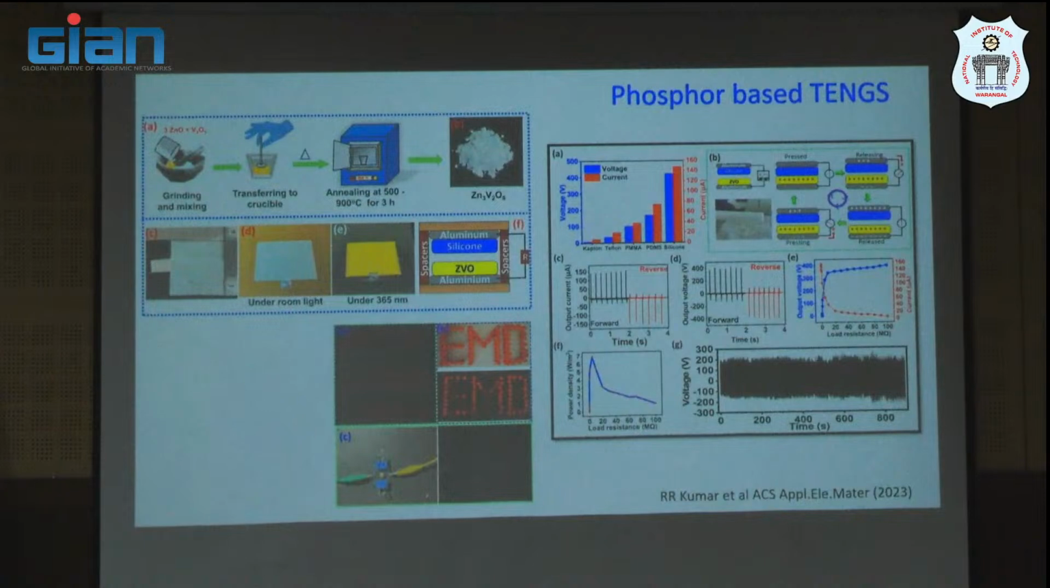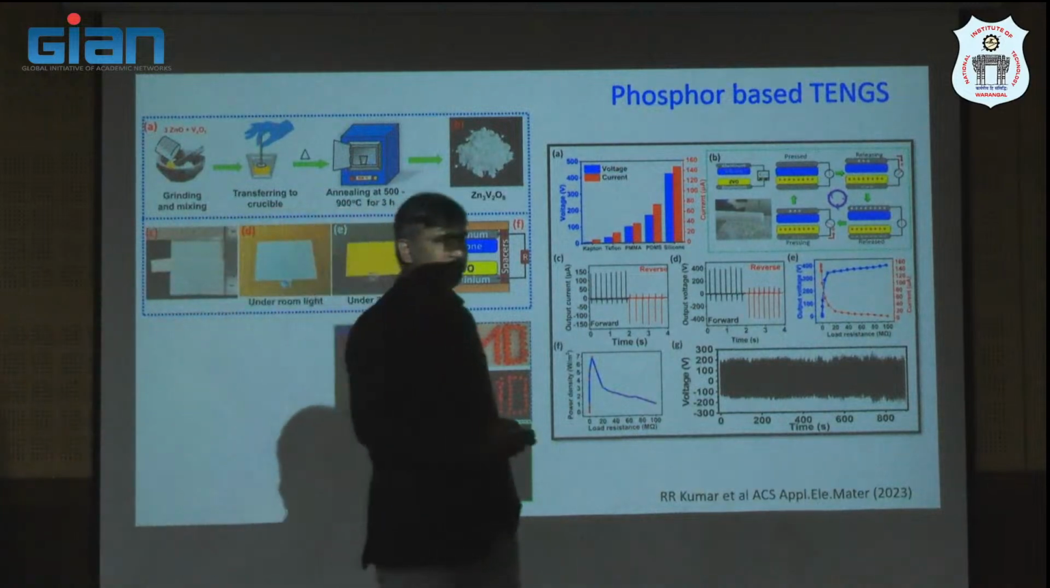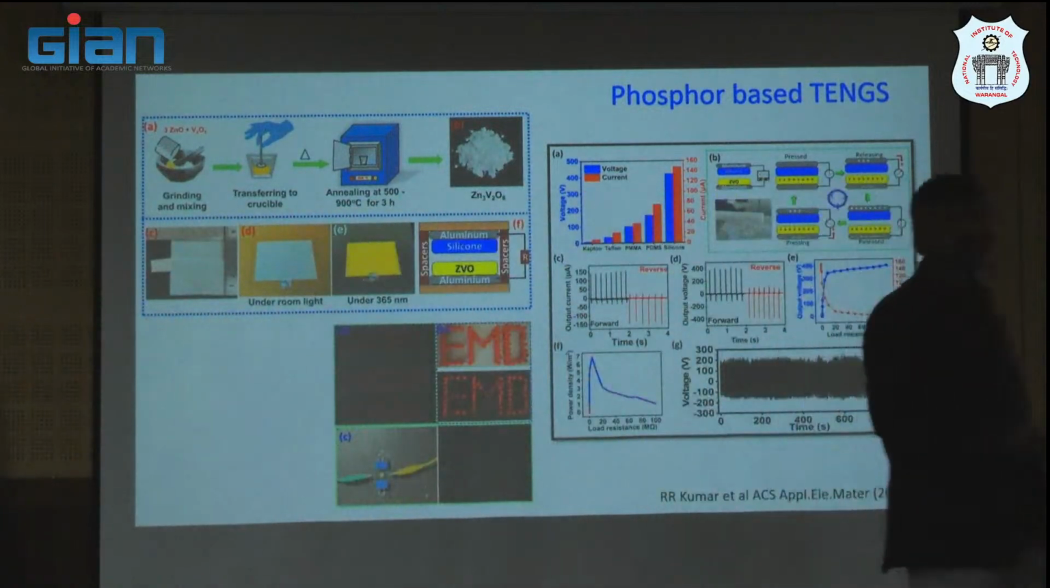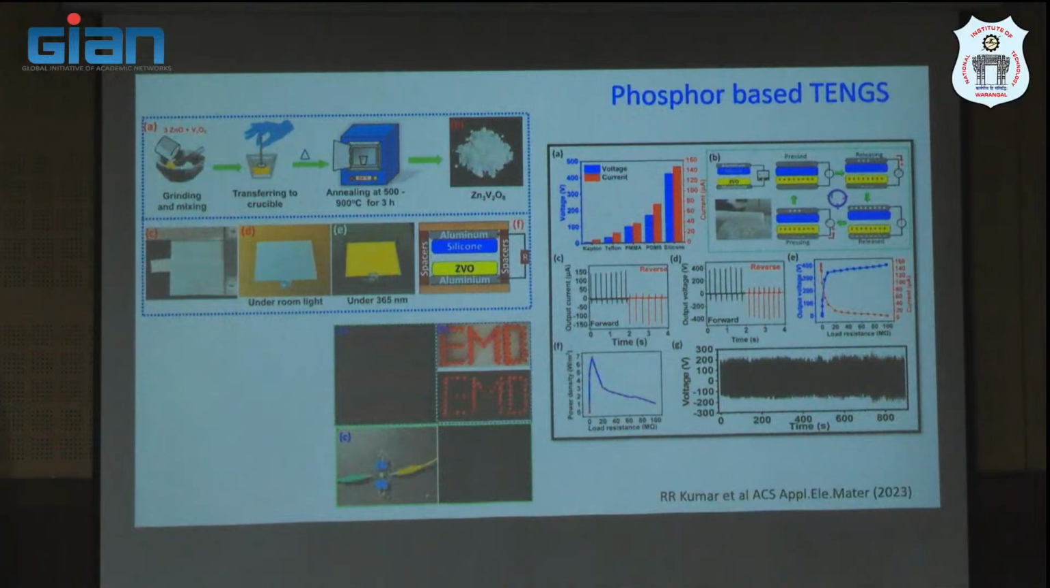And we have further explored phosphor based TNG. Professor Arnath must have told about many phosphor materials in the last lecture, I guess. Fluorescence, luminescence, afterglow phosphors, all those things. So we took some material from his laboratory, which is vanadium pentoxide, zinc vanadate. We have used this as one of the friction layers. We could generate a power of around 7 watt per meter square, and we are also able to power one electroluminescence device with this.